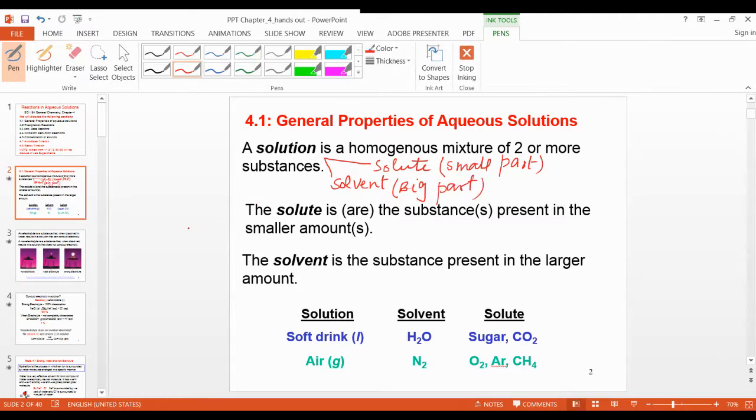Look at here, in the bottom. Solute is the substance present in a small amount or small quantity. Solvent is the substance present in the larger amount or larger quantity. So these are the two parts of a solution. Suppose you take an example. Examples are here. Okay, so another example I will take.